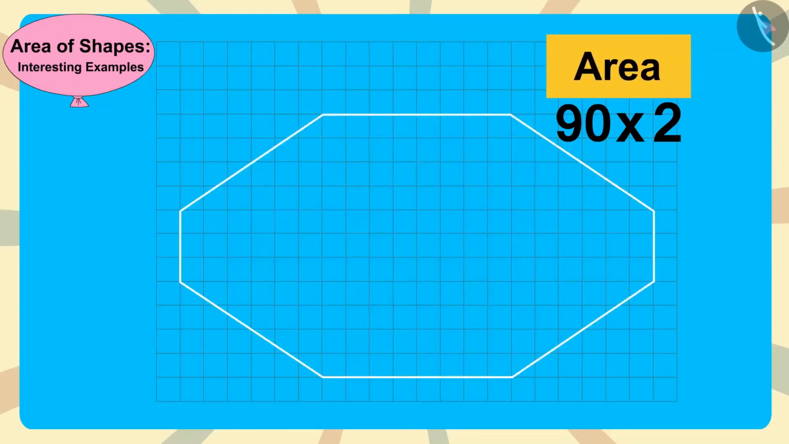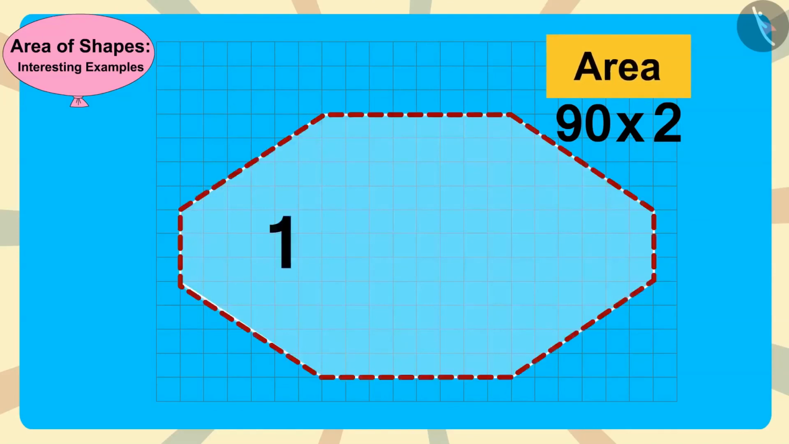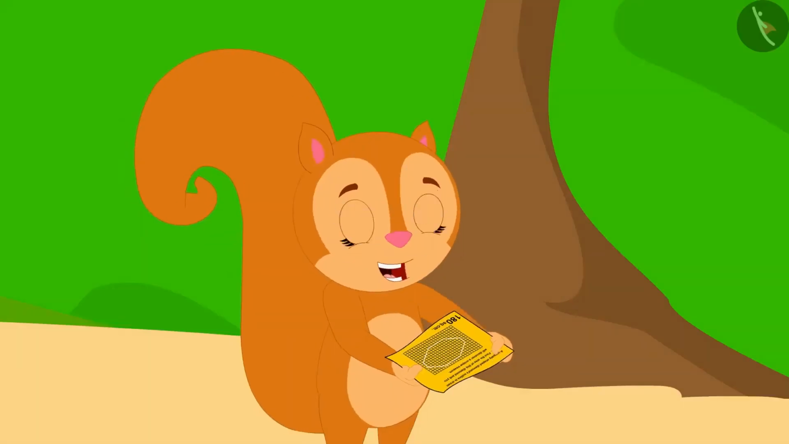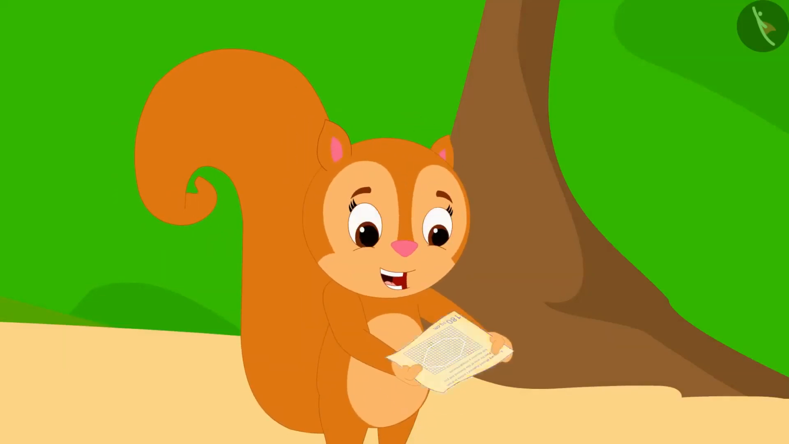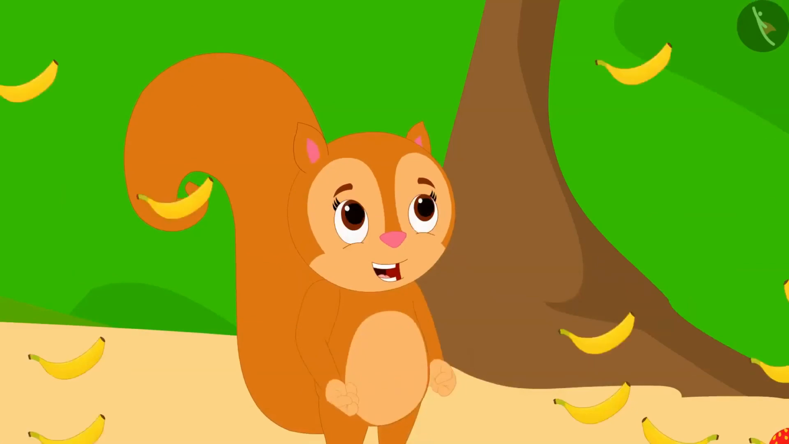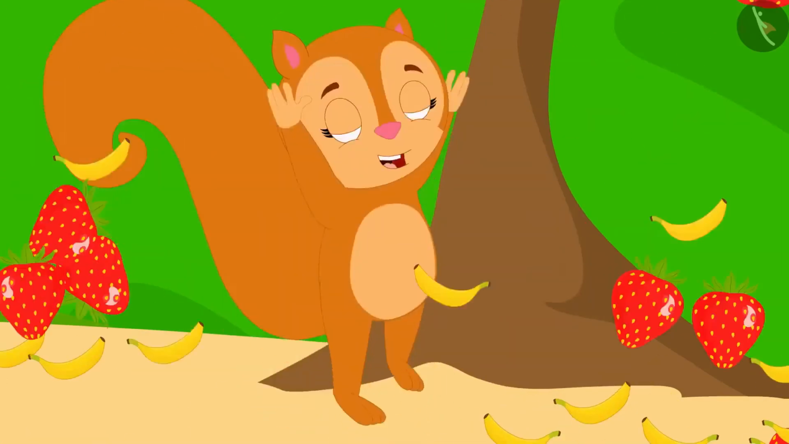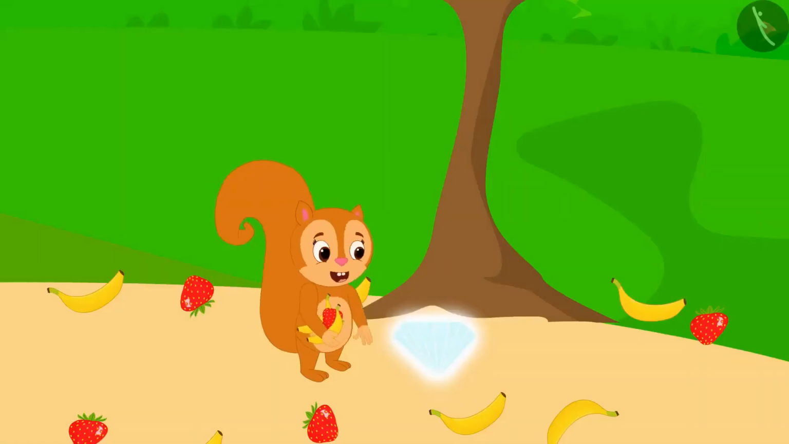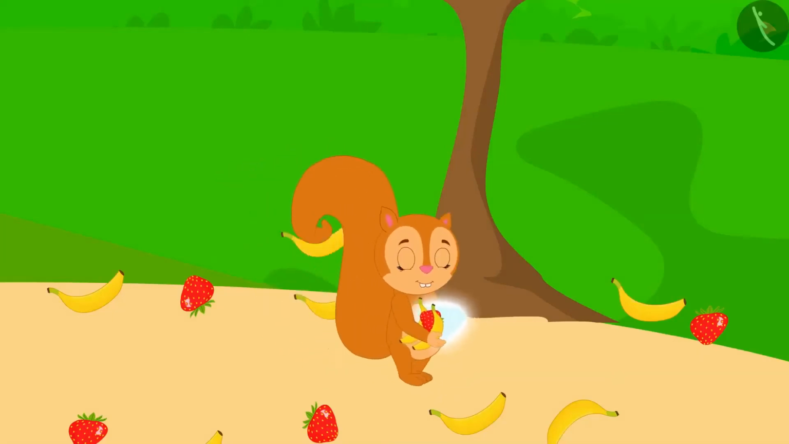In this way, the area of this diamond is 180 square centimeters. Chanda too, like you, found the answer to this puzzle and wrote the area of the diamond as 180 square centimeters. This time, as soon as Chanda wrote this answer on that paper, the paper disappeared and fruits began to shower from the sky. Chanda became very happy. She gathered some fruits and then took her diamond and happily walked towards her house.